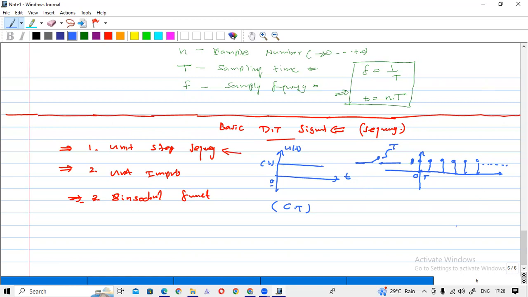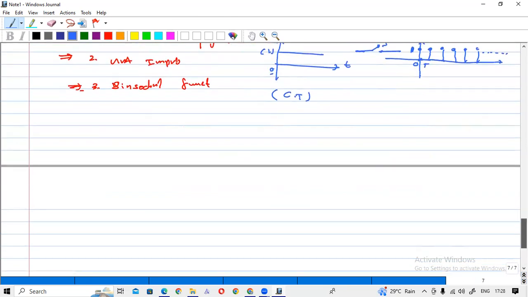So it is just like this. So you have a power supply here.